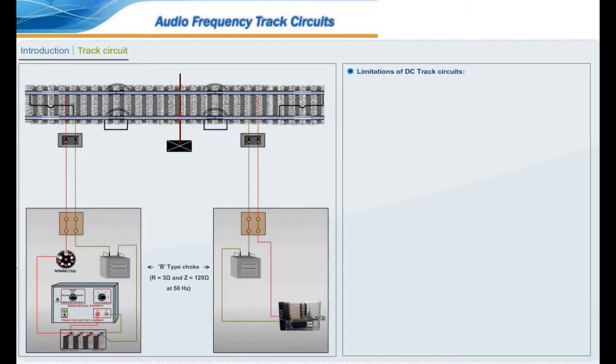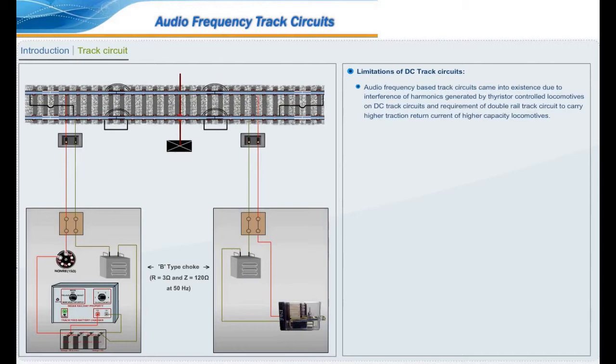Limitations of DC track circuits. Audio frequency based track circuits came into existence due to interference of harmonics generated by thyristor controlled locomotives on DC track circuits and requirement of double rail track circuit to carry higher traction return current of higher capacity locomotives.